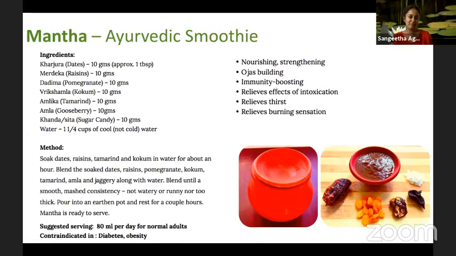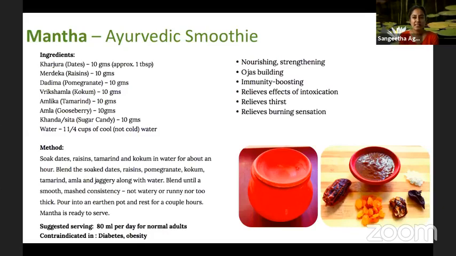This is an Ayurvedic smoothie, if you will. It's called Mantha. Mantha is a classical preparation of Ayurveda. What it means is a fruit mash, if you will. So all manthas in Ayurveda have this mushy consistency, and hence the name Mantha. This one in particular is Kharjuradi Mantha. It's made using dates or kharjura. This one requires a few more ingredients than the previous one.